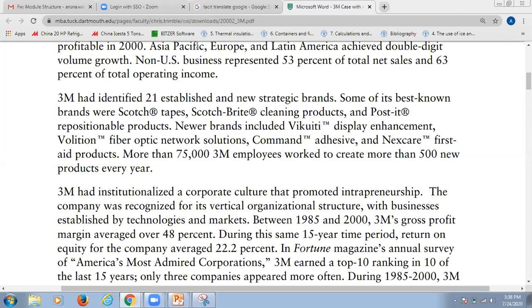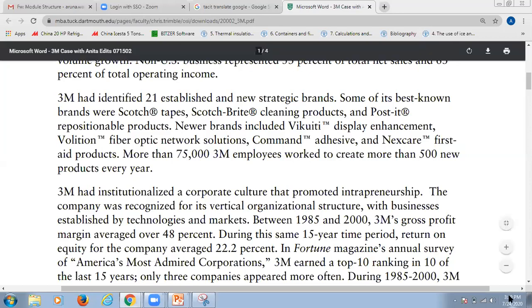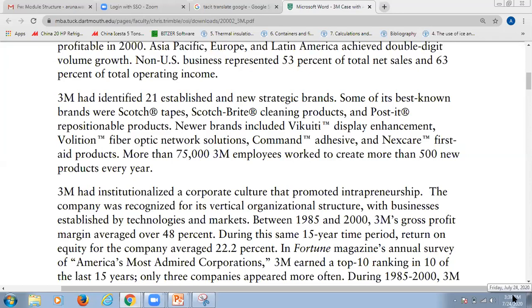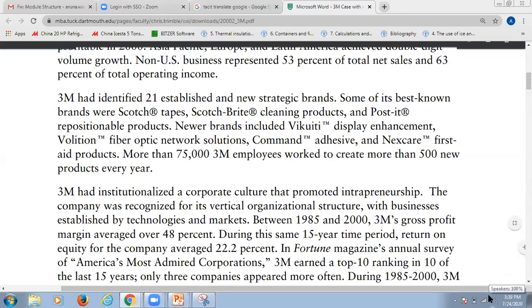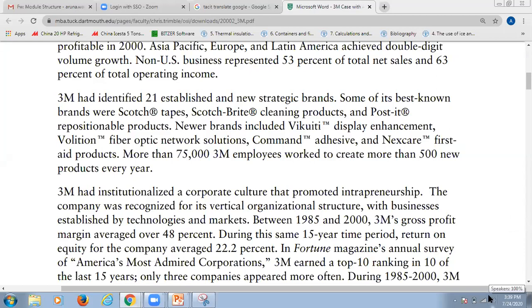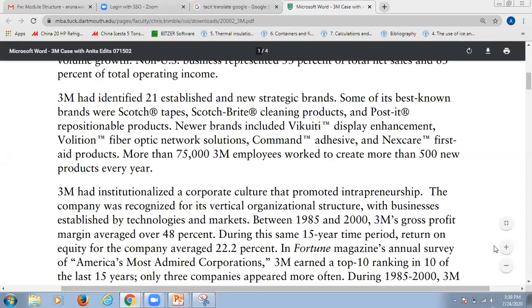So let me stop the class as it is 3:38 now. What's the time now? Can you read the time? Yes, it is 3:39 now.